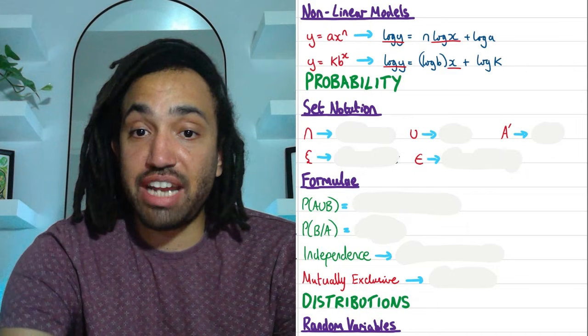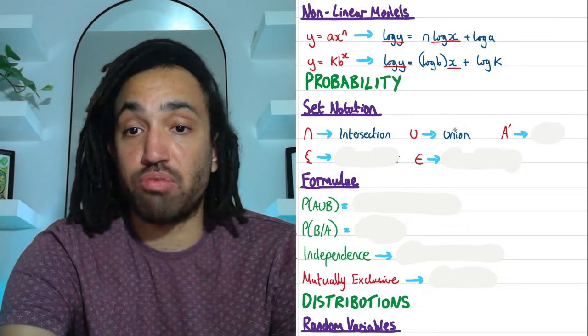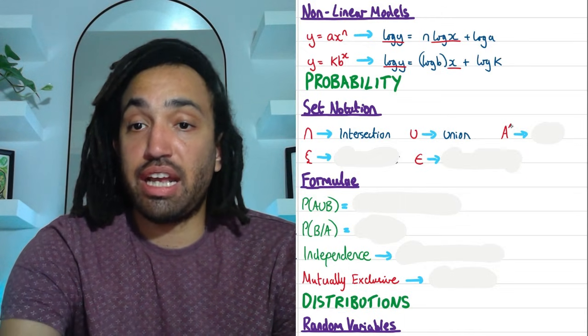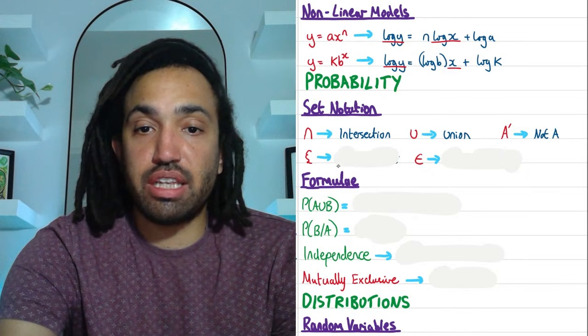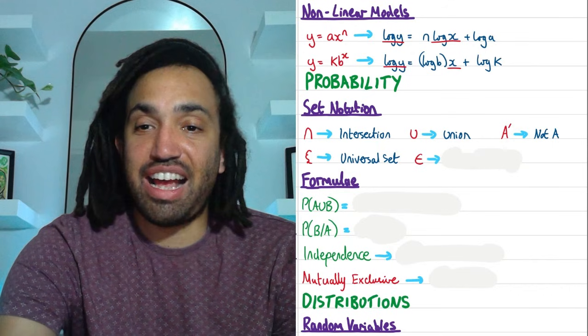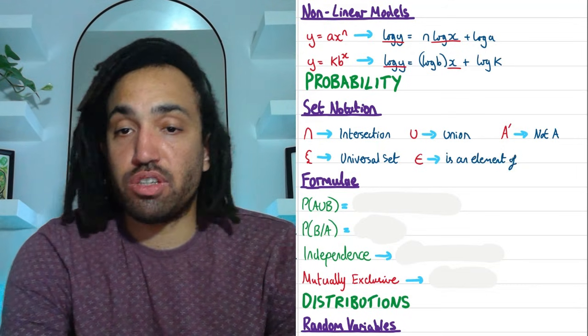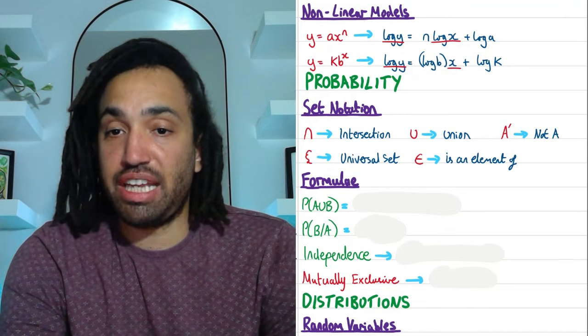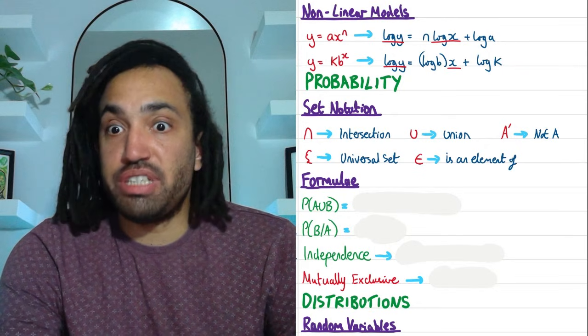Probability: we need set notation, and we need to know that ∩ is the intersection. I'm sure you know that already. ∪ is the union, and A' means not A. And the epsilon ξ means the universal set, and the ∈ means that it is an element of. So if we say that 2 ∈ A, or is an element of the set A, that means that 2 is in A.